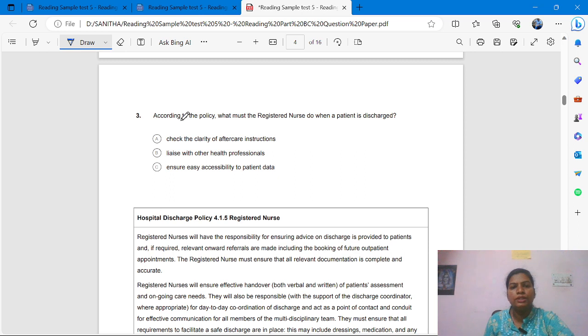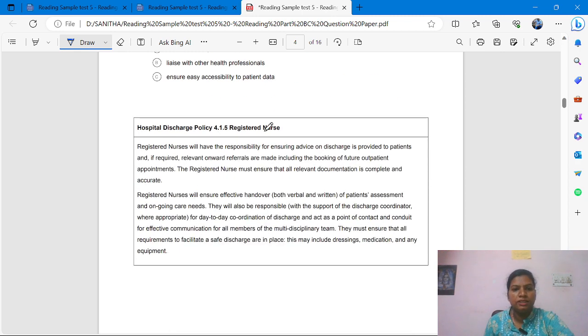Third one: according to the policy, what must the registered nurse do when a patient is discharged?